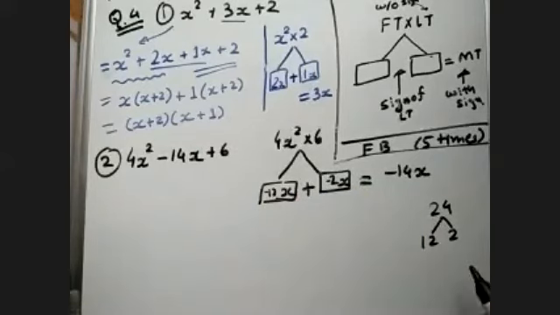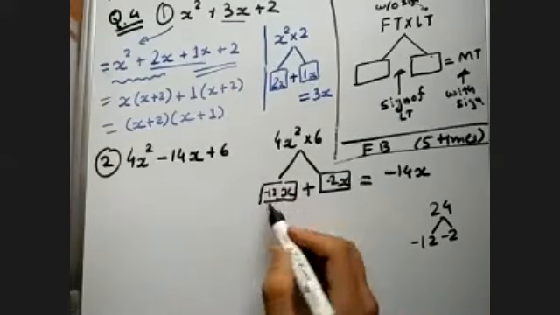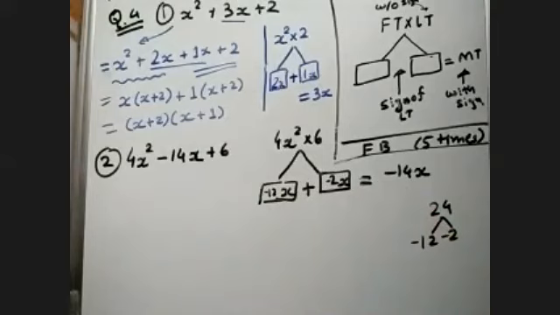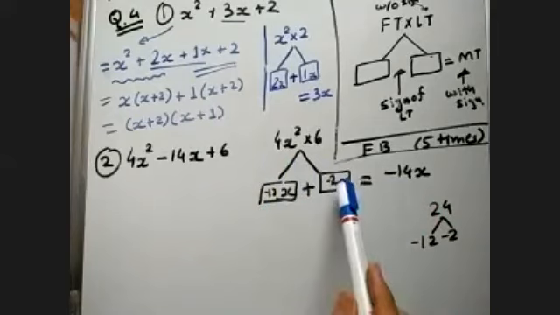So what will be the benefit? If I multiply them, minus minus will be plus. And if I add them, the sign will remain as it is. Minus 12x and minus 2x will be minus 14x. So is it clear? The main thing is this. The student who will understand this, now this will be very much easier for him or her.